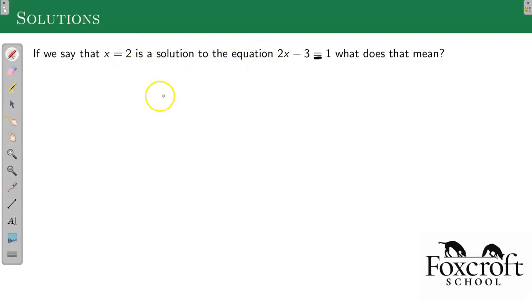Well, to be a solution, it basically just means that this equal sign here makes sense. All right, so if I plug in 2 for x, and I just simplify the left-hand side, 2 times 2 is 4. 4 minus 3 is 1. So if I plug in 2, the left-hand side becomes 1. That is equal to the right-hand side, 1.